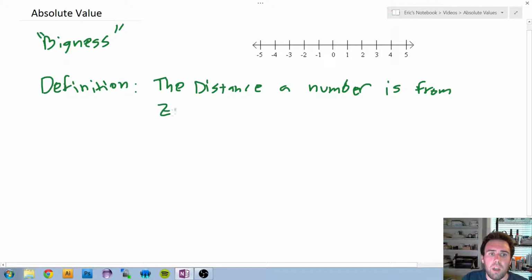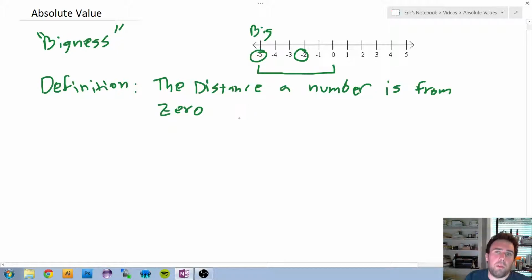So in a sense, the closer you are to zero, the smaller you are, the farther away you are from zero, the bigger you are. So even though -2 is negative, -5 is actually a bigger number in comparison because it's farther away from zero. We can see it right here.